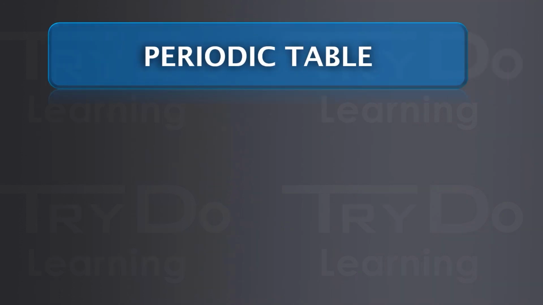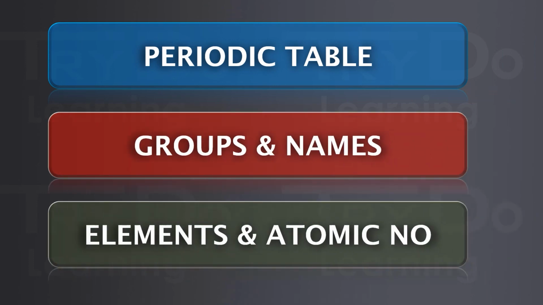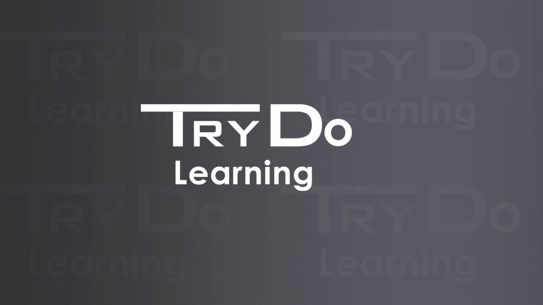So that's it for this video. We have seen some of the basic points regarding the periodic table, and we have seen the atomic numbers of some important elements. In the coming videos, we shall see about these elements in detail.